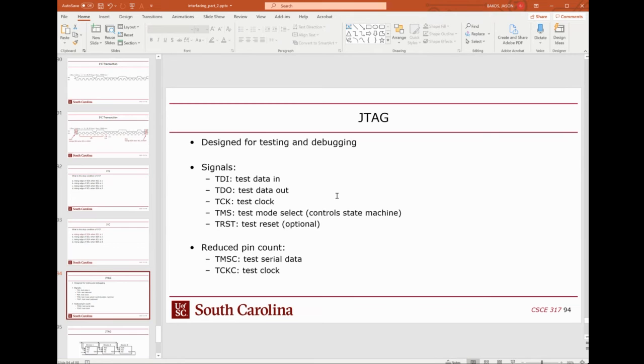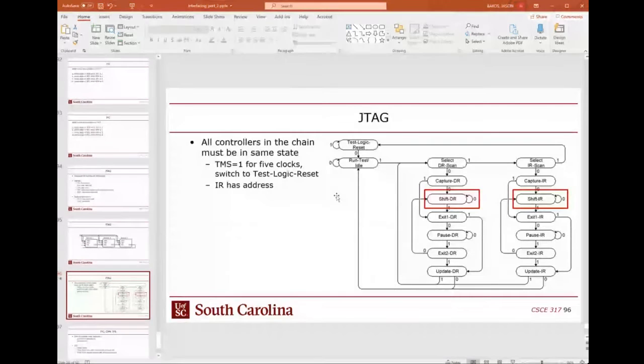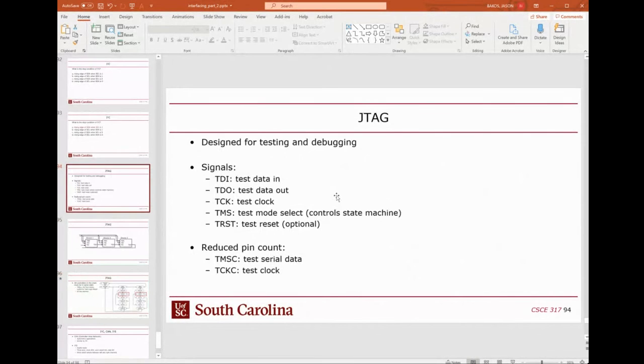So this is a little different because you'll notice that there's no slave select here as there is in SPI. And also there's no start and stop bits. So the way this works is that you'll have a master that's using the JTAG, and you'll have things on the JTAG chain, devices that are being controlled.